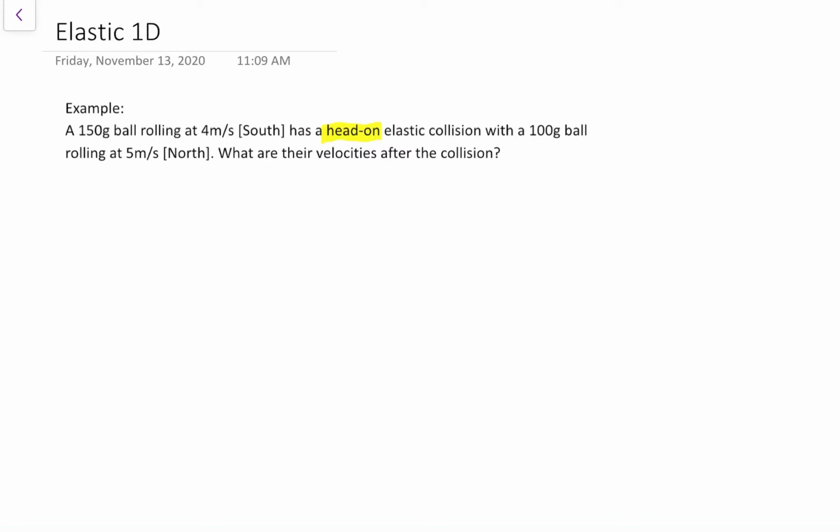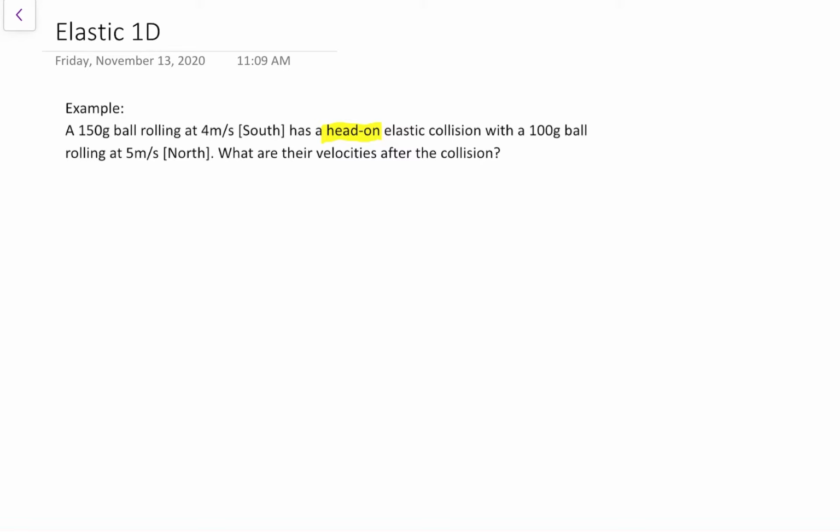If it was a glancing collision, then we've got to deal with components, and especially in elastic collisions, the math gets crazy. I don't want to say complicated, but involved. Basically it turns into three equations. One of them is quadratic, the other two aren't. The math gets ugly if we're doing a glancing collision in the elastic style.